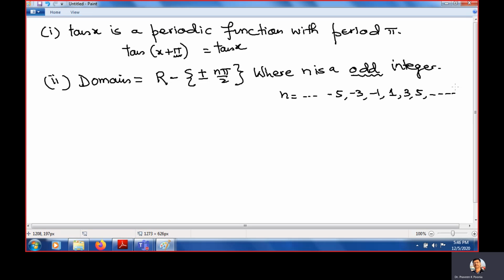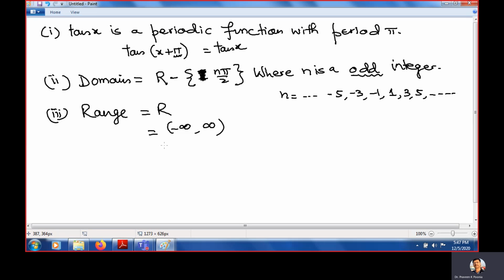So the domain is R minus plus or minus n pi by 2. In place of taking plus minus, we can remove this plus minus, no need to take it. R minus n pi by 2. Why R minus n pi by 2? Because we are deleting those values. And the third one is range. Range is R. Why is the range R? Because I told you, minus infinity to plus infinity. Any value we can take in tan x.